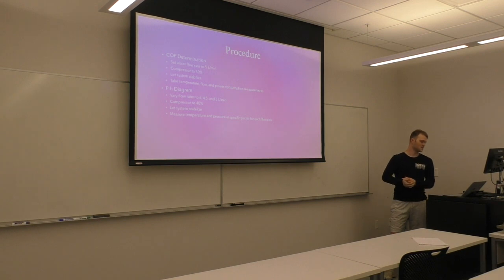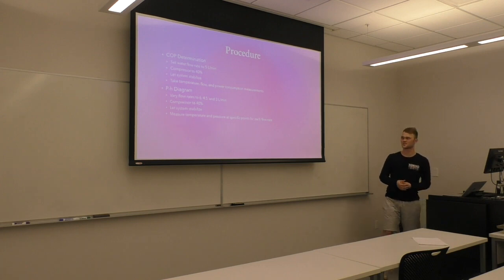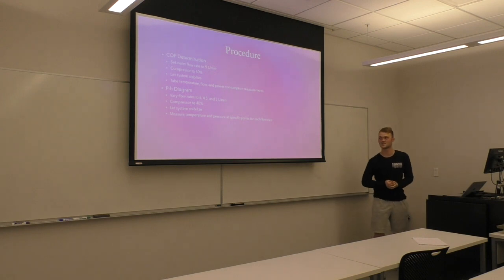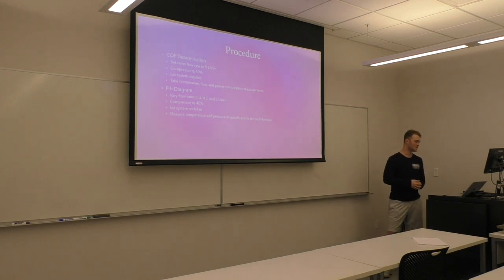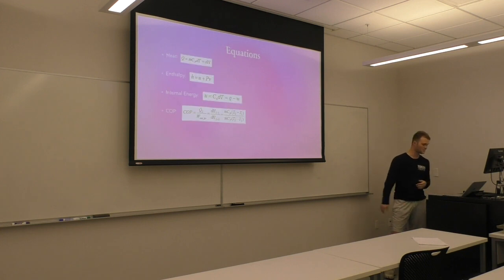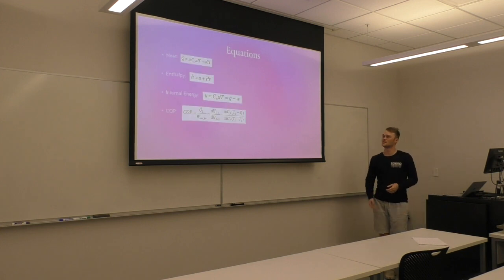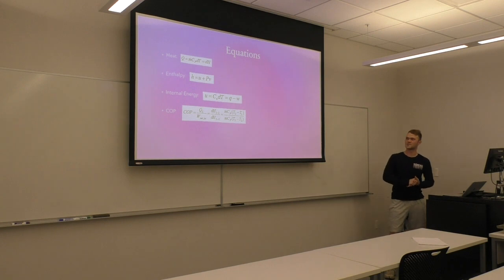So for the procedure, we will determine the COP of, I guess, the condenser. We'll set the flow rate of the water to 5 liters a minute and the compressor to 40% and let the system stabilize before taking temperature measurements of the water before and after the condenser, the flow rate and power consumption measurements, of which we'll be able to calculate the COP. And then for the pressure-enthalpy diagram, we'll vary the flow rate and take temperature and pressure measurements of the refrigerant around the system.